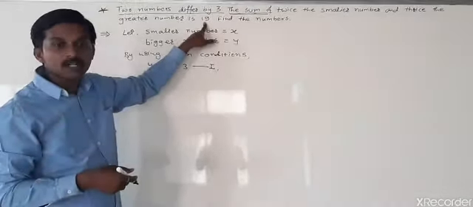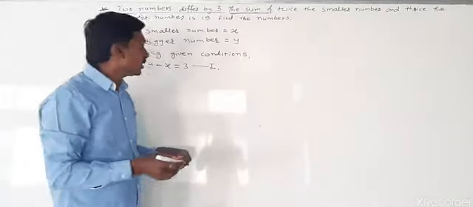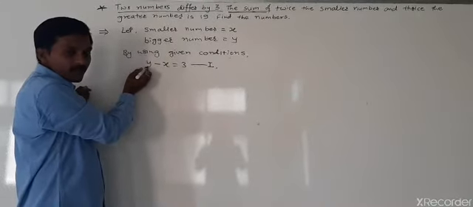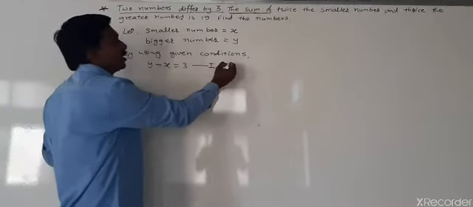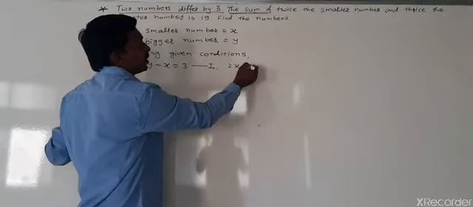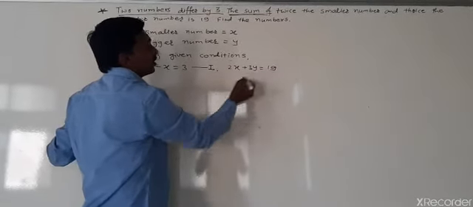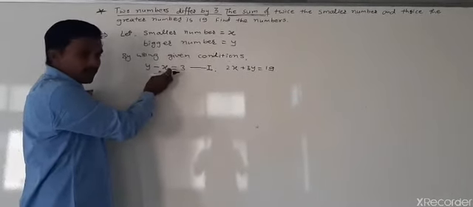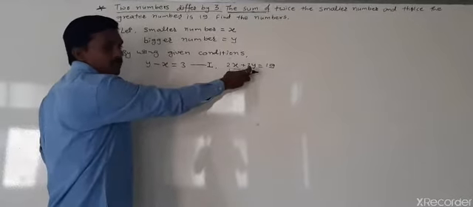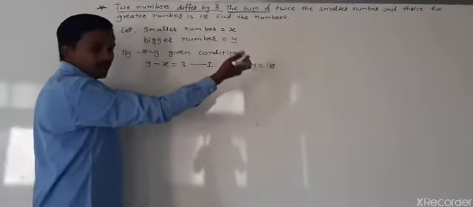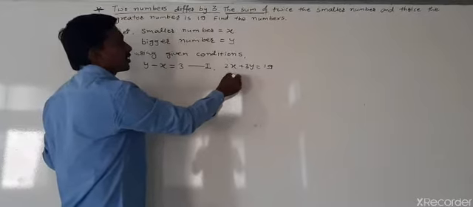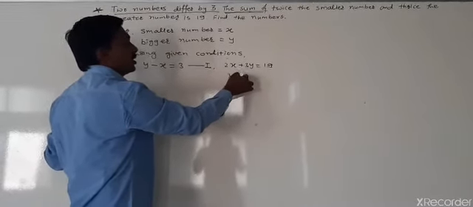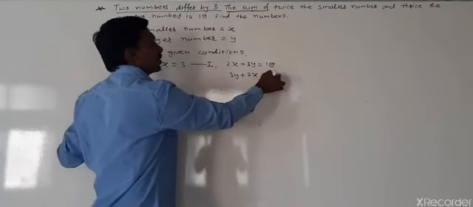So we are given that 2x plus 3y is equal to 19. But here the first variable is y, so in this equation, y is first and after that x. So we can change it: we will write 3y first and then 2x. So you can write it as 3y plus 2x is equal to 19, and represent it as equation 2.